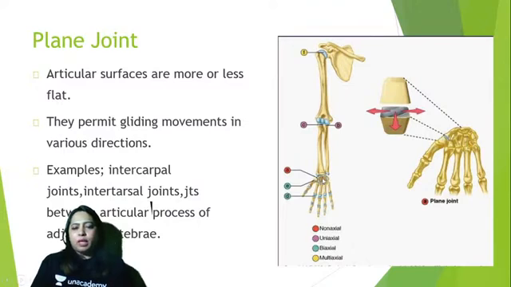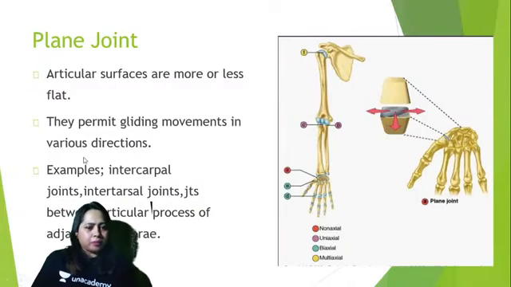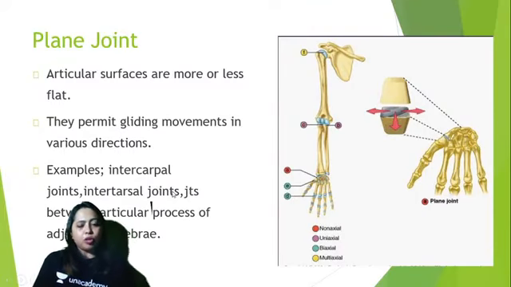How many carpal bones are there? There are 4 plus 4 carpal bones. Okay, you can remember all these carpal bones with the mnemonic also. That is the mnemonic.